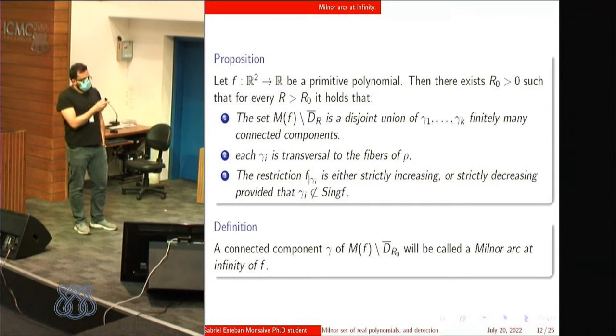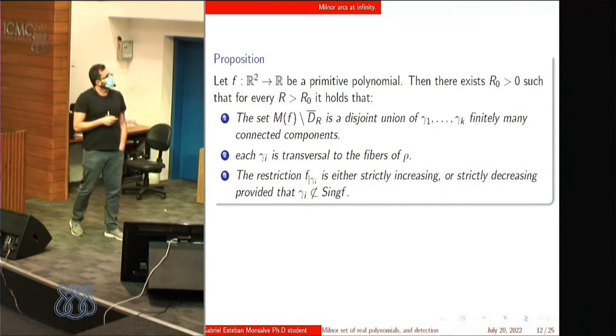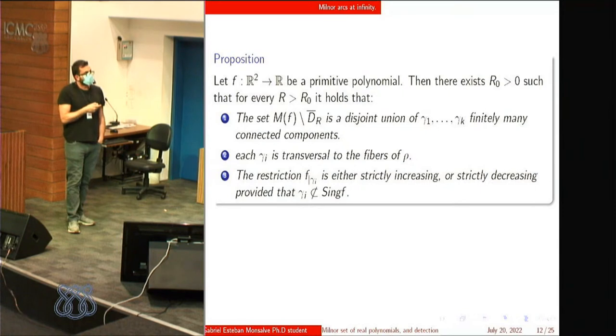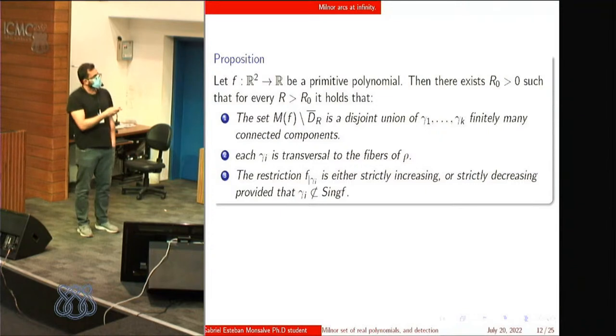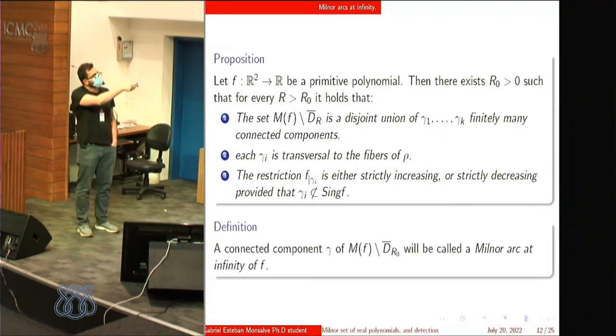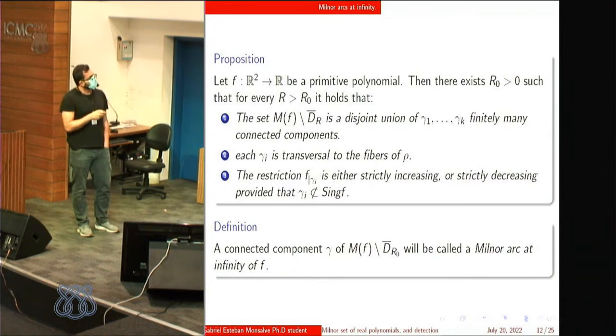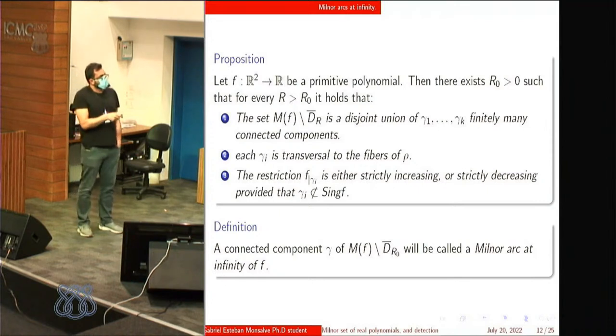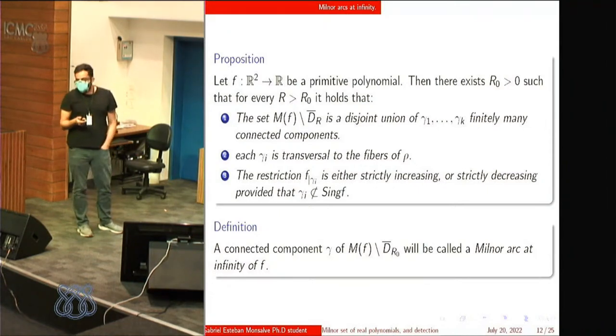Theoretically, the existence of this radius follows from the semi-algebraic properties of the Milnor set, but we give a proof of how to effectively find this R0, where we can have these properties. With this, we say that a Milnor arc at infinity of F is just a connected component of the Milnor set outside this disk of radius R0.